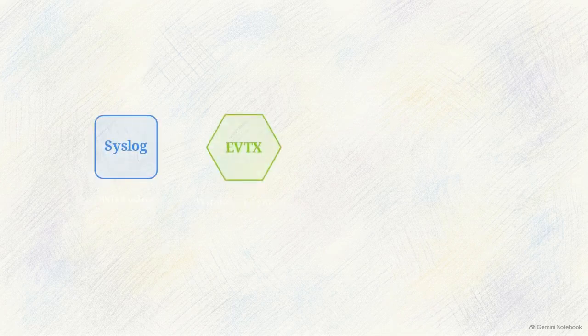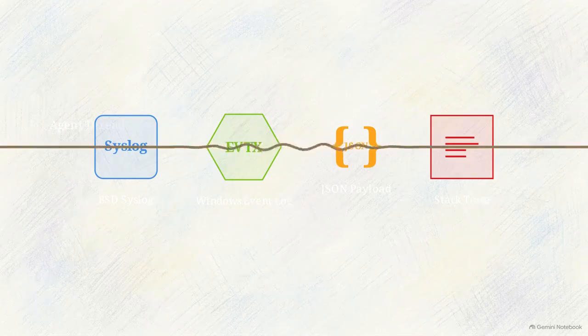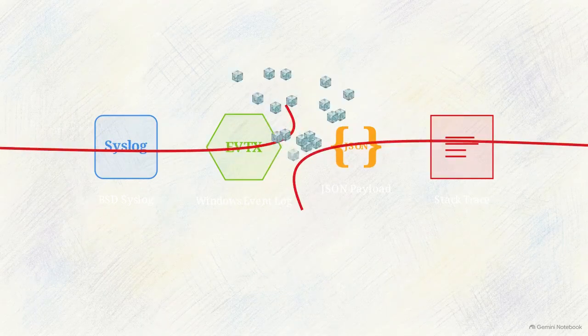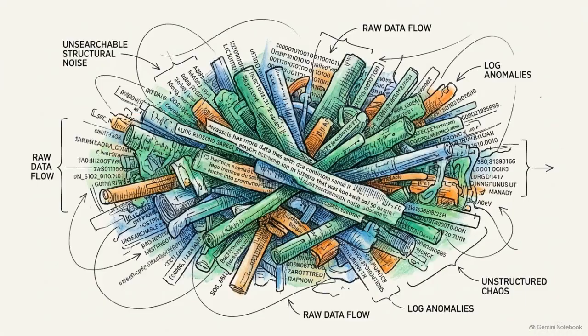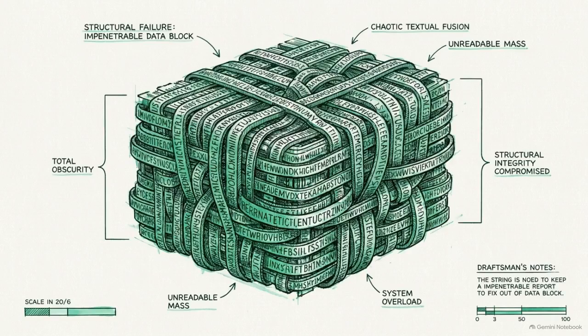A single network might produce BSD syslog messages, binary Windows event logs, and other disparate formats simultaneously. They inevitably bottleneck and drop packets. Simply collecting this raw data without structural normalization creates an unsearchable data swamp. It defeats the very purpose of security intelligence.